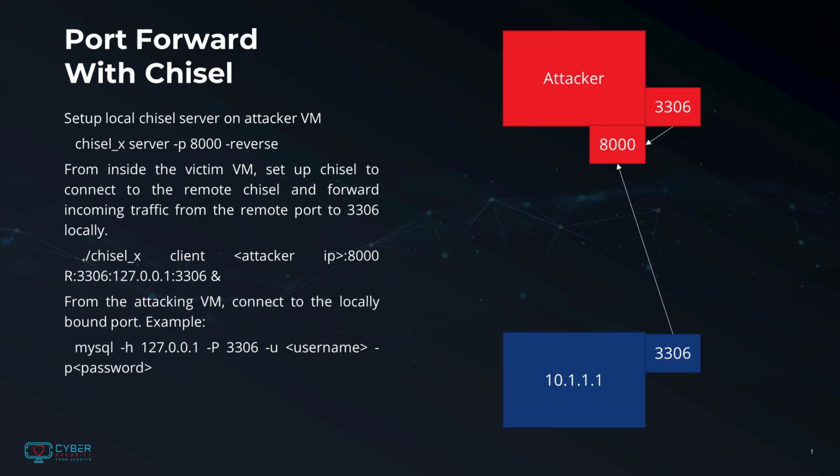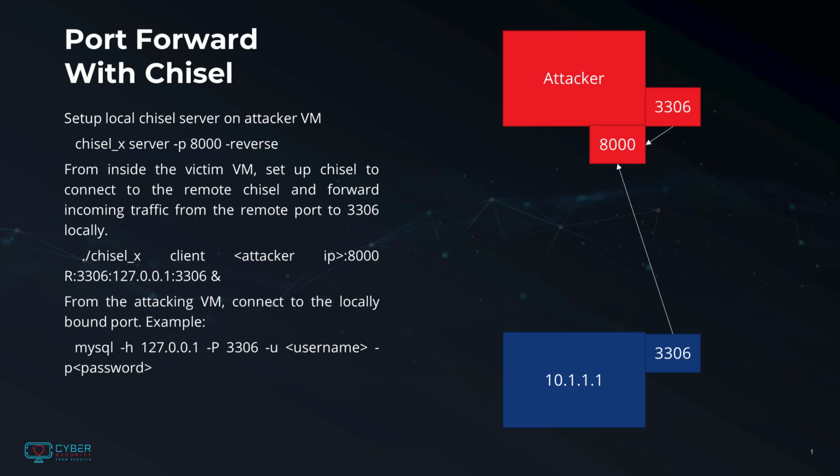Say, for example, there's a MySQL database running which isn't externally routable. It's protected by a firewall or something. For whatever reason, they can only route to that port from inside the target VM. No problem. So what the attacker can do is set up a Chisel server where they bind to a local port, say port 8000, and give it this reverse flag saying that it will accept incoming connections.